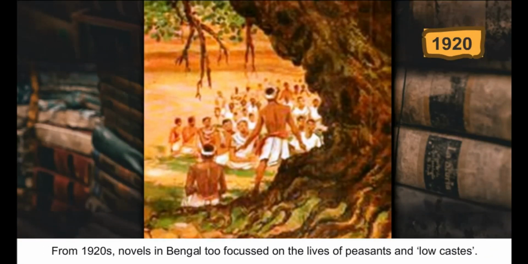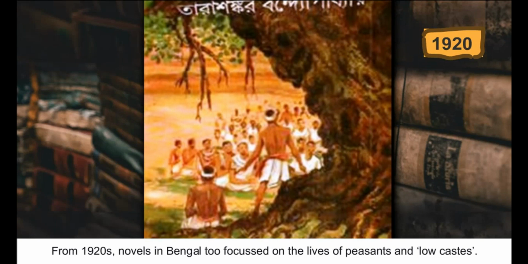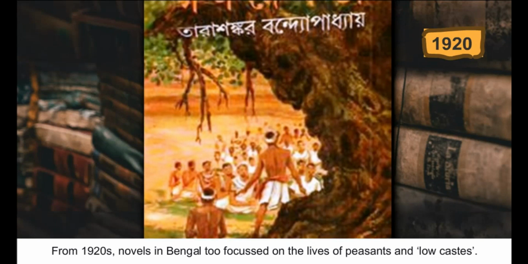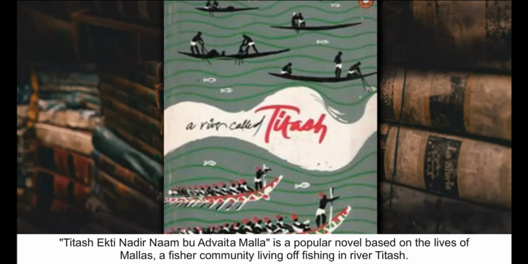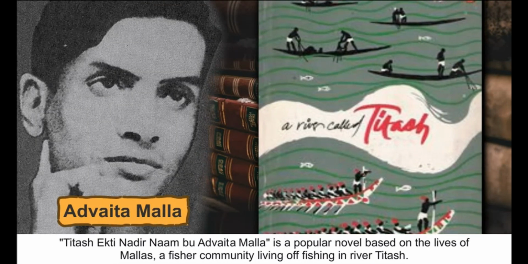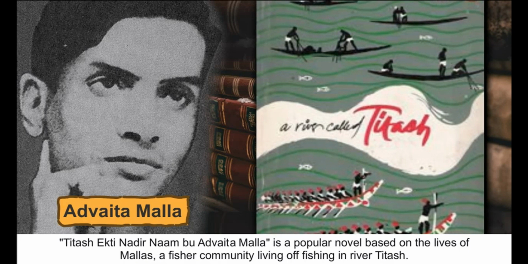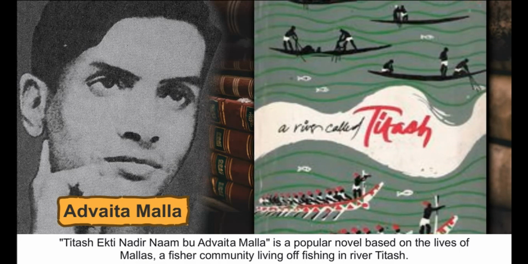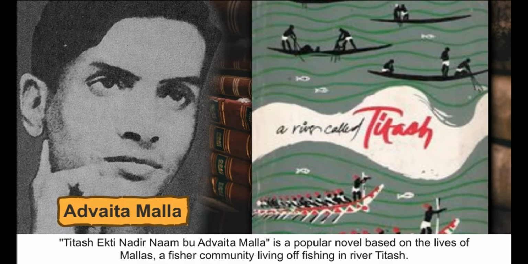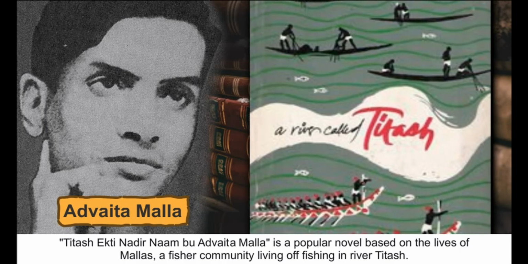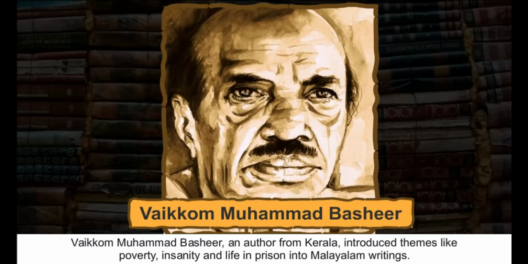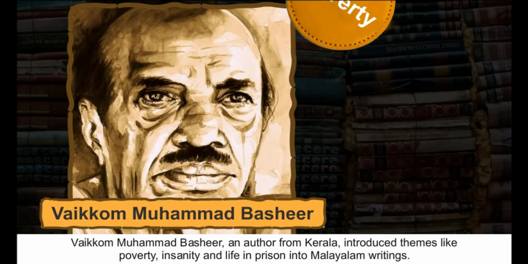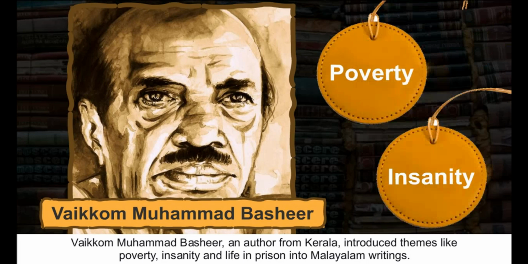From 1920s, novels in Bengal too focused on the lives of peasants and low castes. Titash Ekti Nadir Naam by Advaita Malla is a popular novel based on the lives of Mallas, a fisher community living off fishing in river Titash. Vaikom Muhammad Basheer, an author from Kerala, introduced themes like poverty, insanity and life in prison into Malayalam writings.